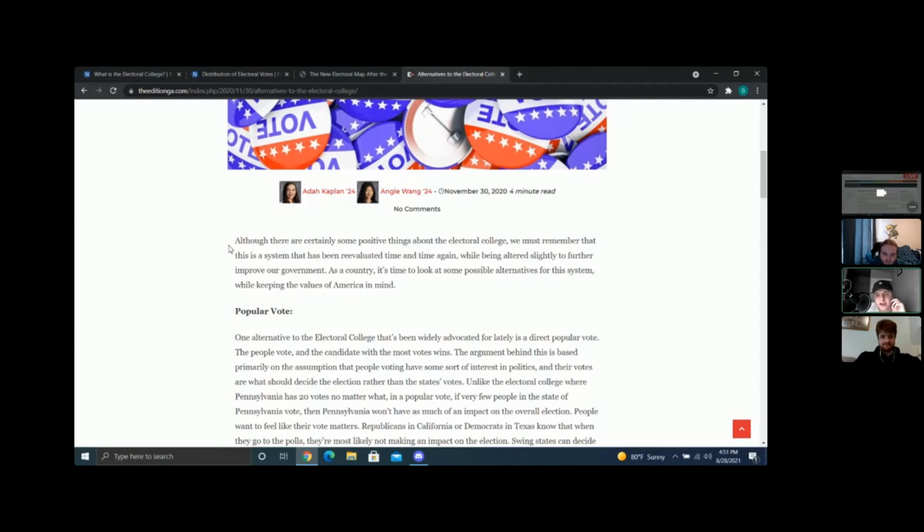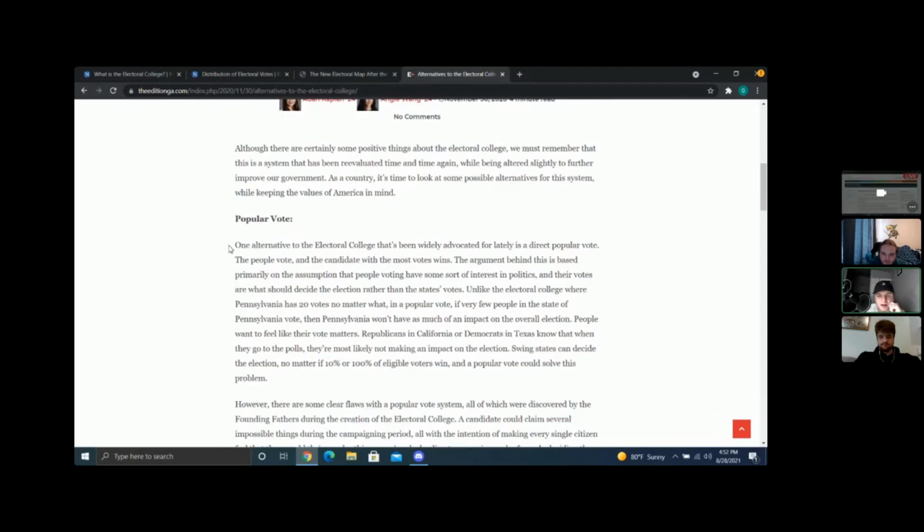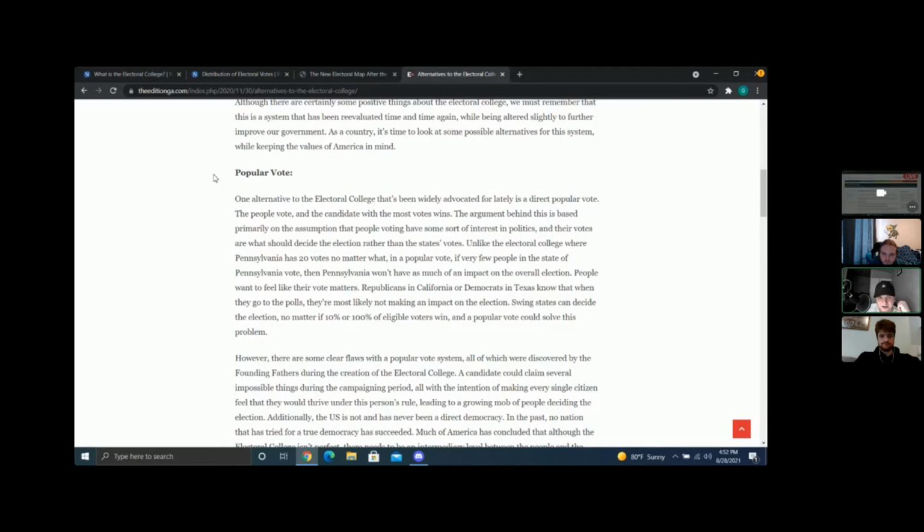Although there are certainly some positive things about the Electoral College, we must remember that this is a system that has been reevaluated time and time again, while being altered slightly to further improve our government. As a country, it's time to look at some possible alternatives for this system while keeping the values of America in mind. So the first one, popular vote.